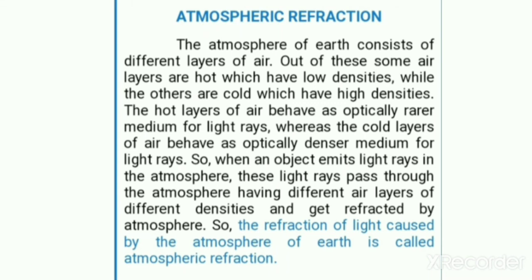So when an object emits light rays in the atmosphere, these light rays pass through the atmosphere having different layers of air of different densities, a few of high densities and a few of low densities, and because of that they get refracted by the atmosphere. Such kind of refraction is atmospheric refraction. So the refraction of light caused by the atmosphere of earth is called atmospheric refraction.